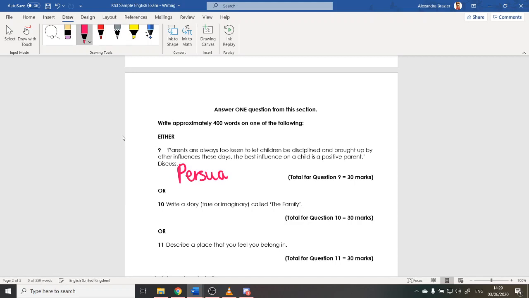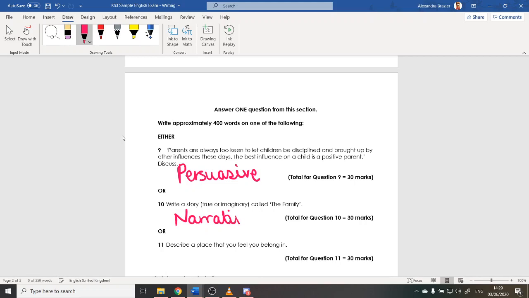I didn't really want pink, but there we go, we'll go with pink. This is a persuasive writing question. Imagine it being like a newspaper article or perhaps a speech where you're trying to get someone to agree with your point of view. This second one is what we call a narrative story.